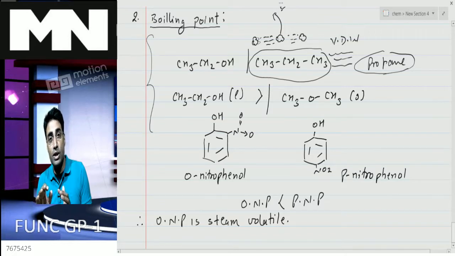The component which has a lesser boiling point will evaporate with steam, and it is said to be steam volatile. So in this case, when I am saying that orthonitrophenol has a lesser boiling point, that means orthonitrophenol is steam volatile. So out of these two components, orthonitrophenol is steam volatile. If I pass steam in the mixture of these two compounds, orthonitrophenol will evaporate or move out with the steam. The other question that comes to our mind is, why is orthonitrophenol steam volatile? Why does it have a lesser boiling point? So we'll see that.